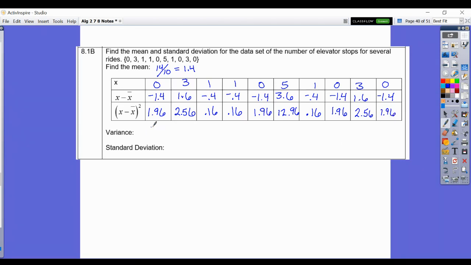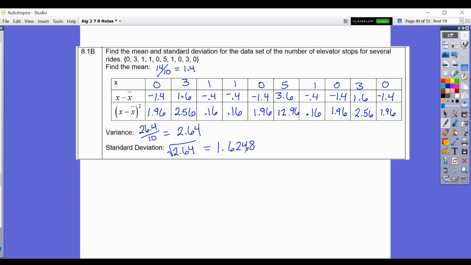Okay, so I have found all of my x minus x bar squared, which is x minus the mean squared. Now we're going to add all of these up, which is 26.4 divided by 10, which is 2.64, and that's my variance. And then I square root that number to get my standard deviation. This time it comes out to 1.6248.